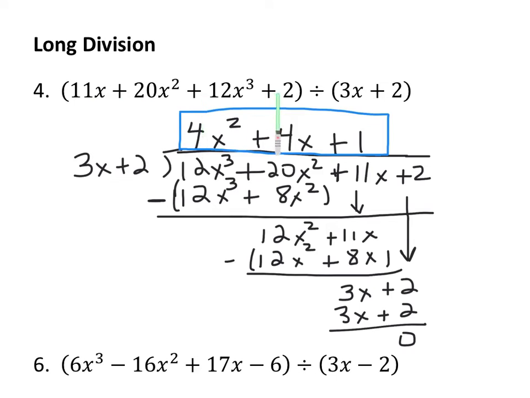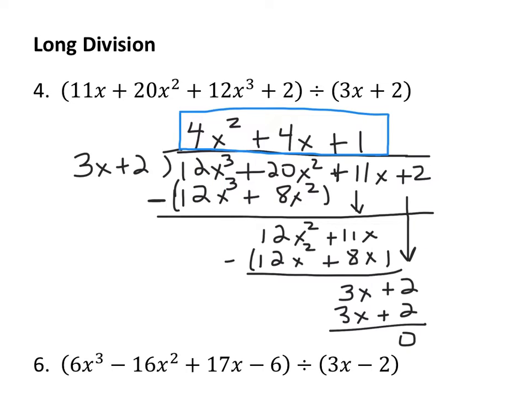Right now it's not in polynomial order, so I rewrote it so that it would be in polynomial order, decreasing in degrees. So here I have 12x to the third plus 20x squared plus 11x plus 2. And then I begin the division process. So I need to look at this 3x and this first term, which is 12x to the third. How many times will 3x go into 12x to the third? Or you can look at it as, what would I need to multiply times 3 and times x to get 12x to the third?